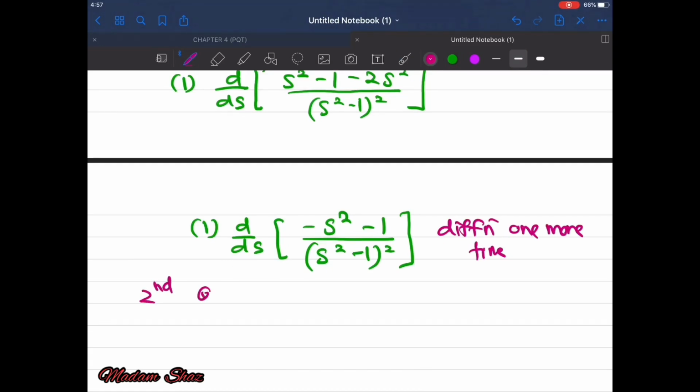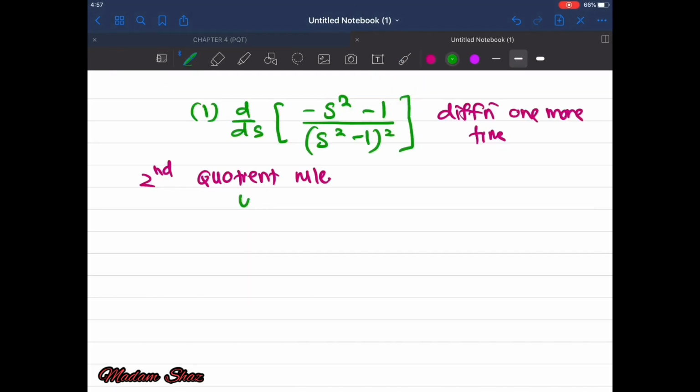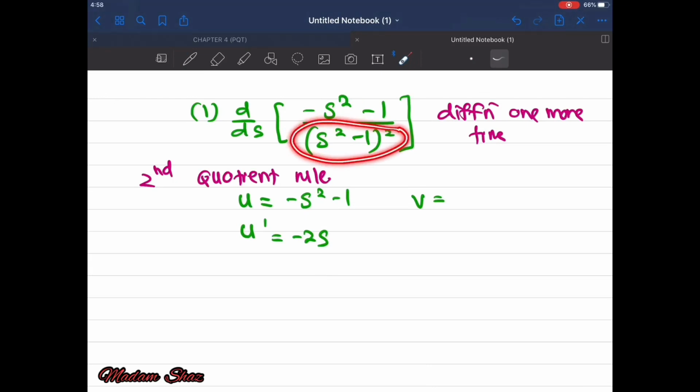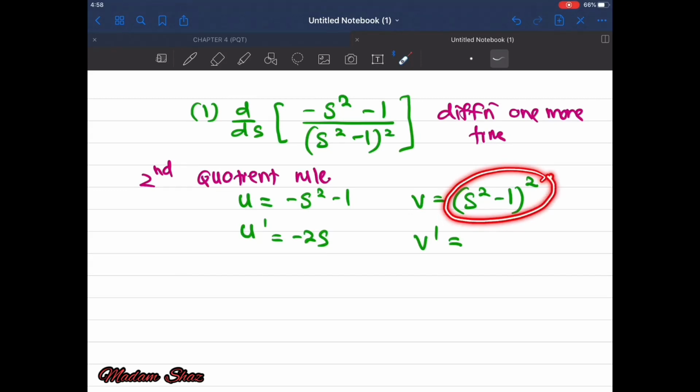So for the second quotient rule, our u is equal to negative s squared minus 1. u prime is equal to, differentiate negative s squared will become negative 2s, differentiate negative 1 will become 0. v is equal to s squared minus 1 to the power of 2. v prime is equal to, so you have s squared minus 1 to the power of 2.